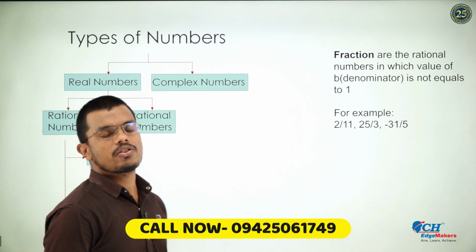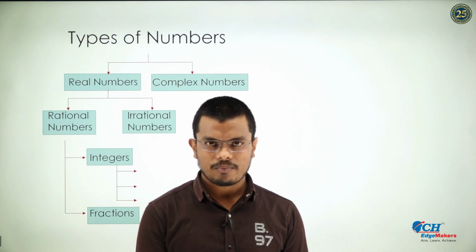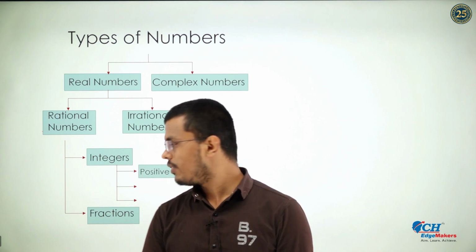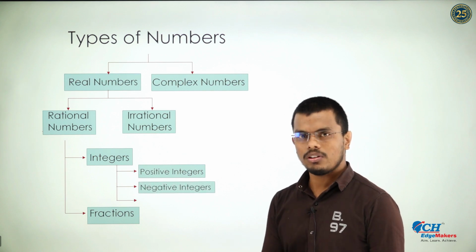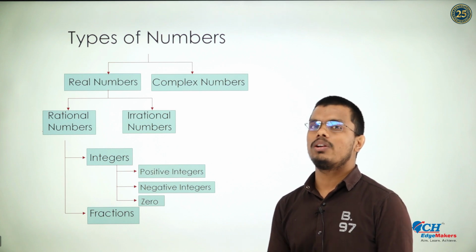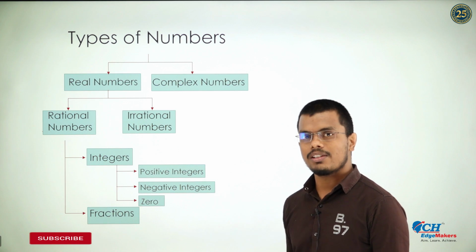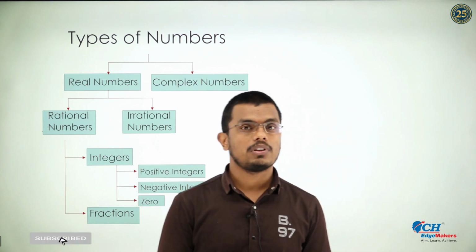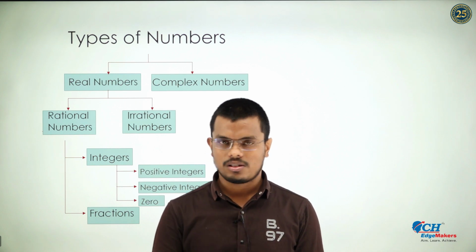Now, the classification of integers is further carried on. Integers will be of three types. You might have heard about the positive integers. You might have heard about the negative integers. What is the third one? The third one is 0. 0 is counted neither in the positive nor in the negative integers. It is a different unique integer. Okay, so integers are of three types: positive, negative and 0.